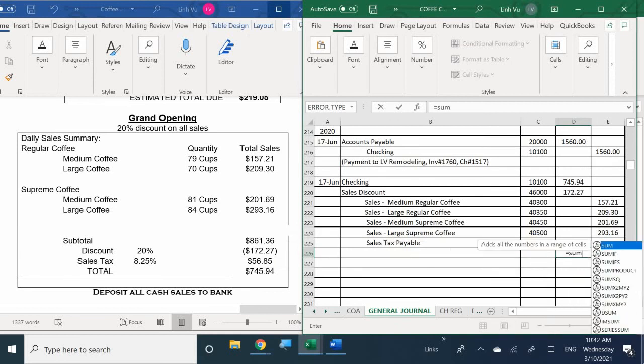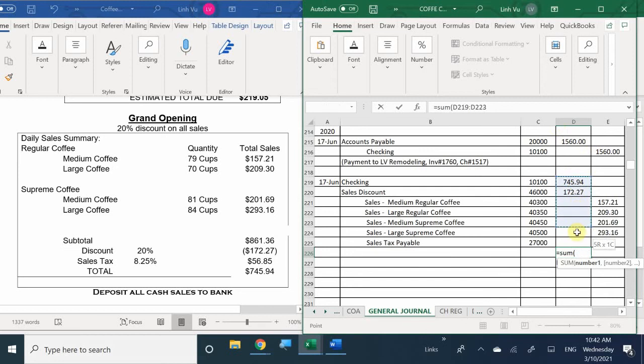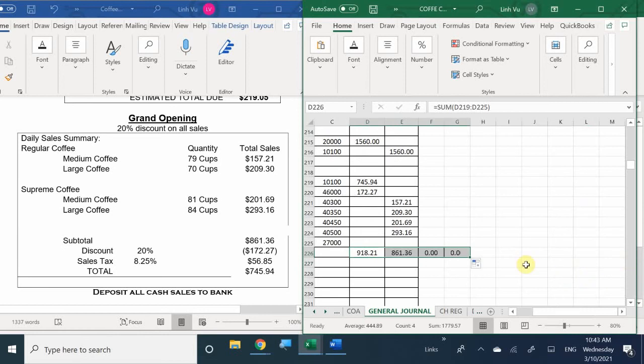each column to ensure that my debits match my credits. I'm going to do it right here in the journal itself because I have the columns here. Okay, I am off. Oh, I forgot the tax. How much was the tax? 56.85. Now I balance on both sides with 918.21 on both sides.